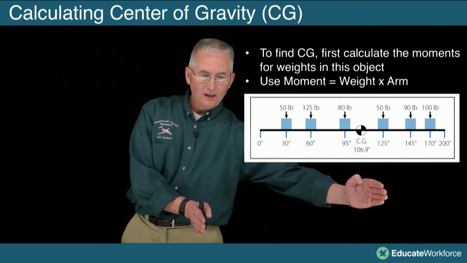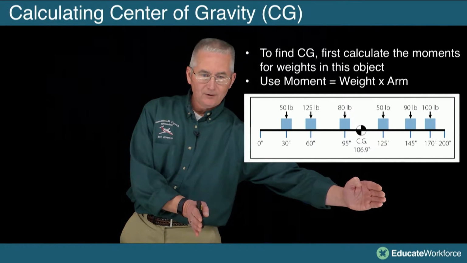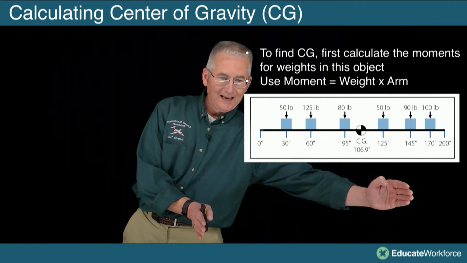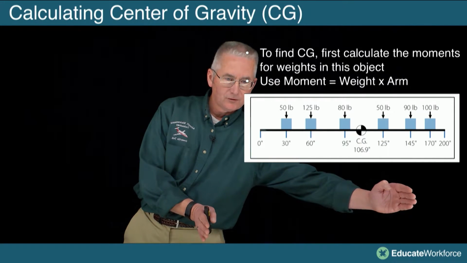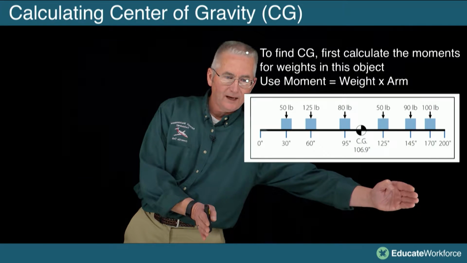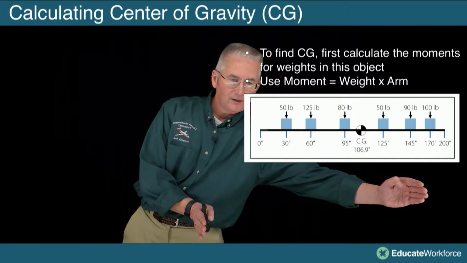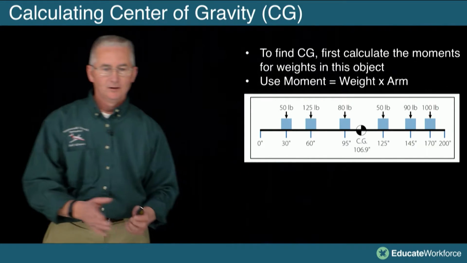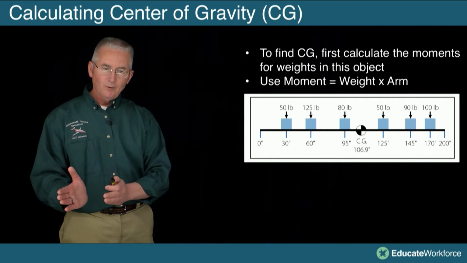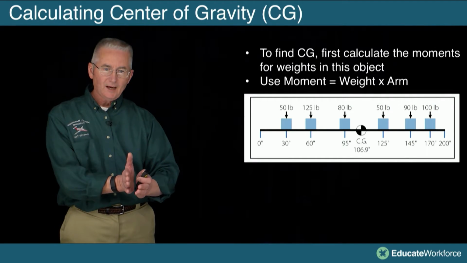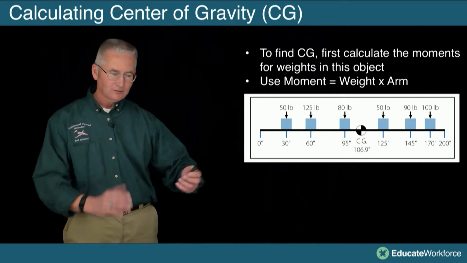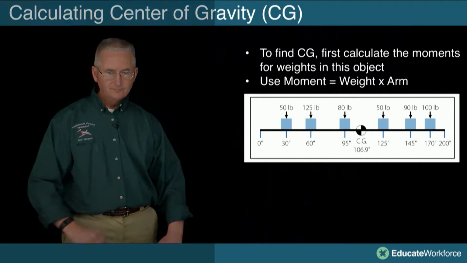And then at 125 inches, we have 50 pounds, and at 145 inches, we have 90 pounds, and then at 170 inches, we have 100 pounds. So, in order to calculate the moment, again, we're going to do the weight of the object times the arm, or times the distance it is from the datum.